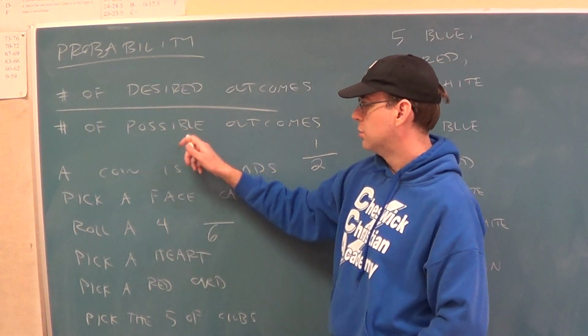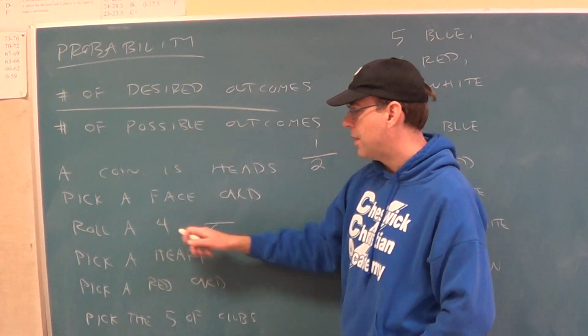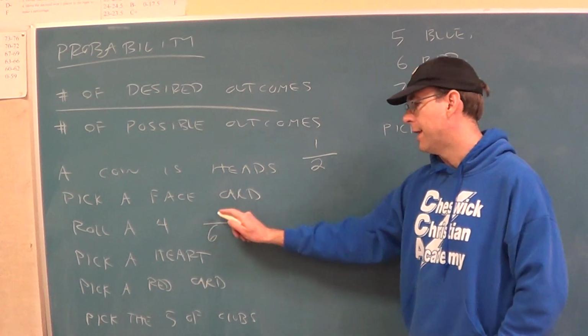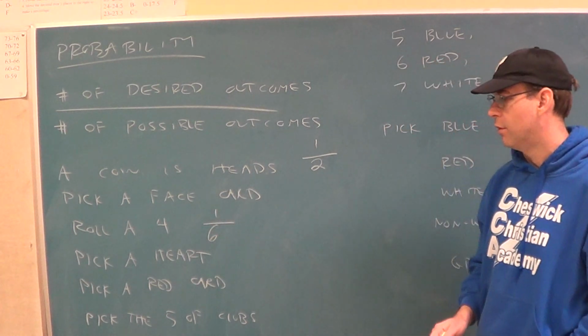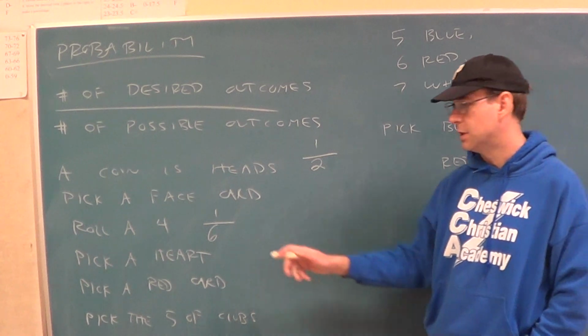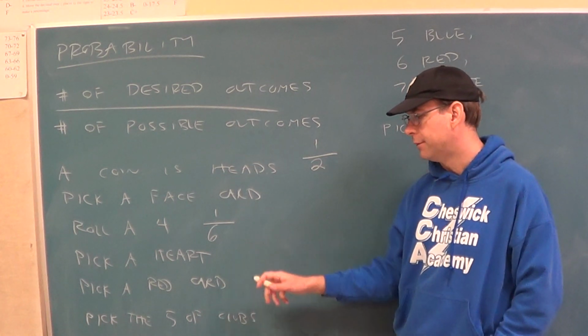So bottom, possible, 6. On top, I'm saying I want you to roll a 4. That is one outcome out of 6. So 1/6 is that probability.